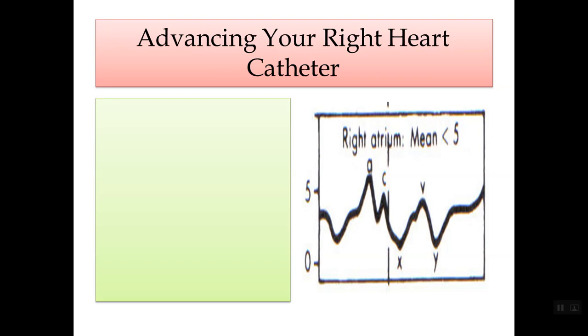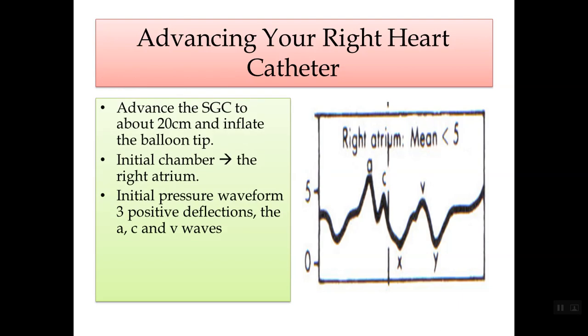You notice in this tracing that the mean right atrial pressure is around 3 to 5 millimeters mercury, and that the A wave is the highest wave. What's the highest wave in the left atrium? The V wave, exactly. Okay.